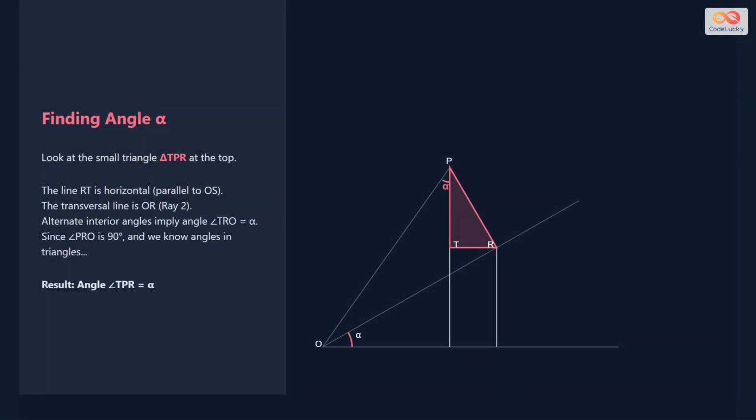Now here is a crucial step. Look at the small triangle TPR at the top. We need to find the angle inside it. Notice that the line RT is horizontal and OS is horizontal, so they are parallel. Using geometry, we can prove that the angle inside this small triangle at the top, angle TPR, is actually equal to our original angle alpha. This is key to the proof.